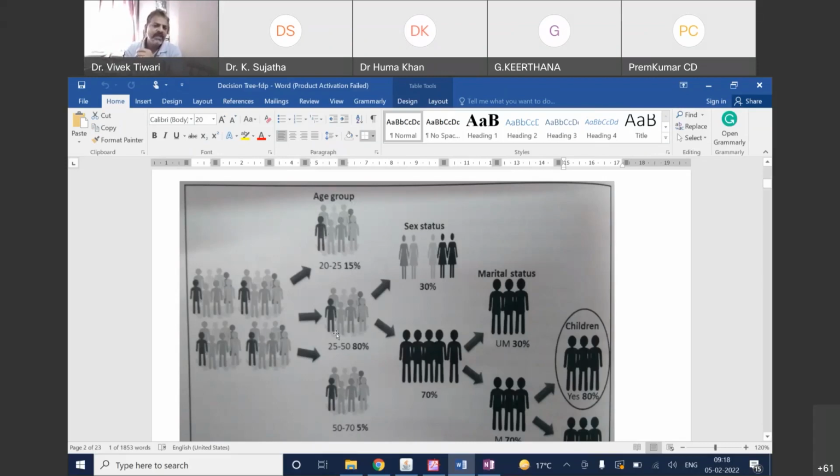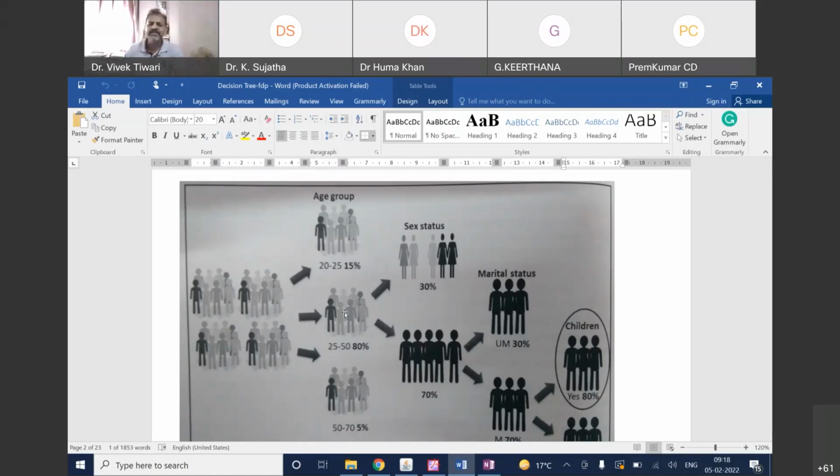Similarly, when you have gone to the further investigation of the second group, age between 25 to 50, you have realized it's very good. 80% of the population between the age of 25 to 50 normally go for investment. They are more mature. They think about investment. And the last group, the age group between 50 to 70, only 5% of people go for investment.